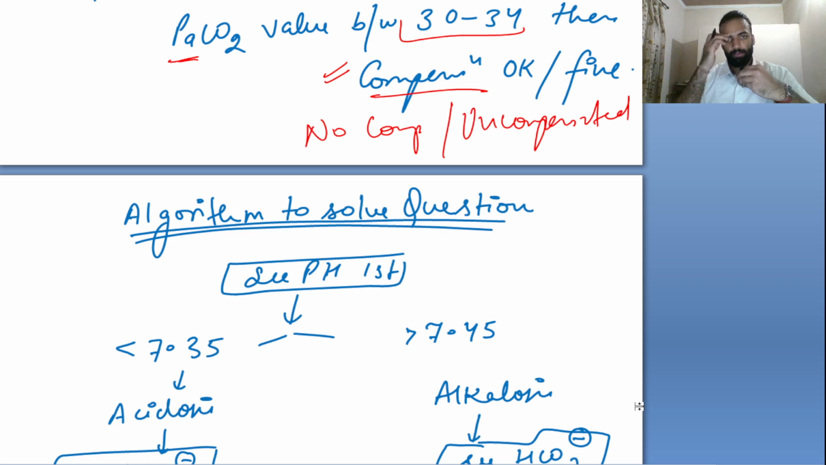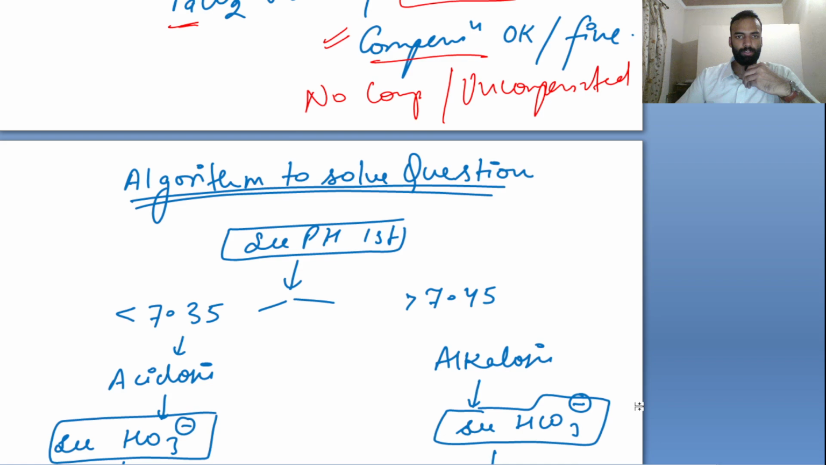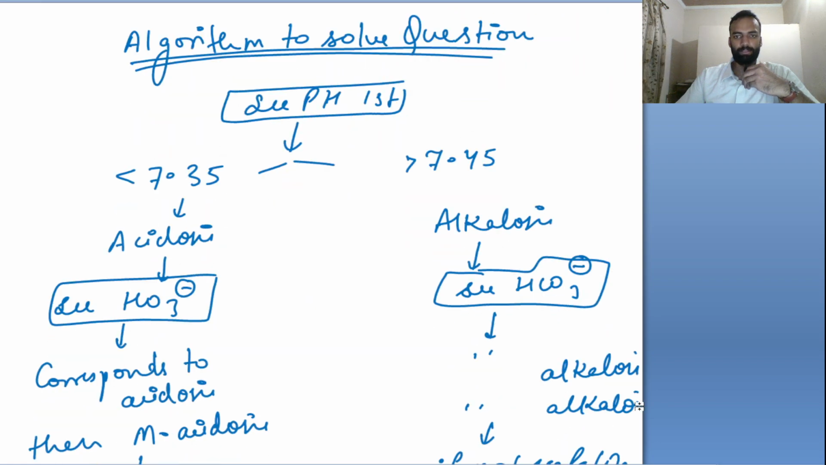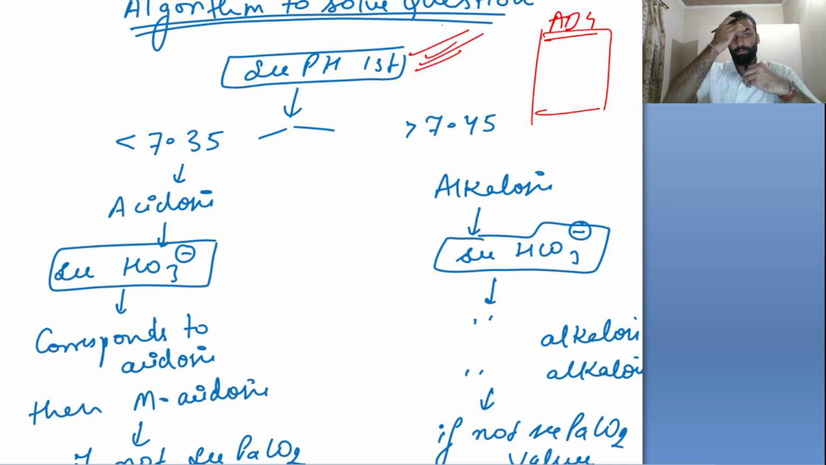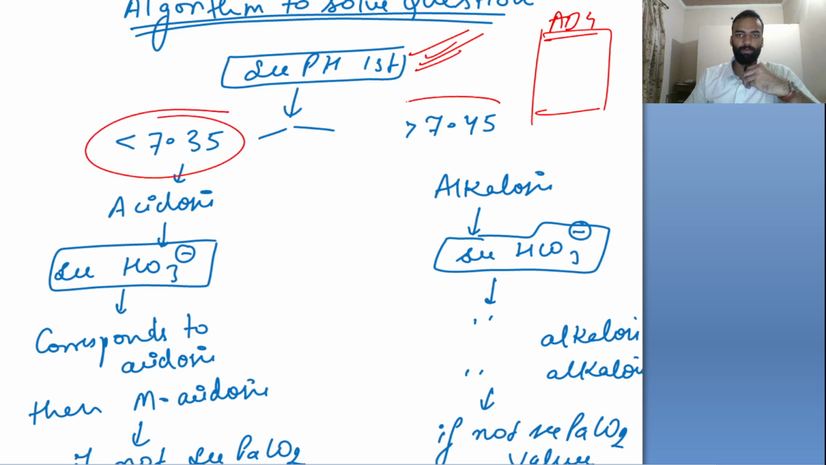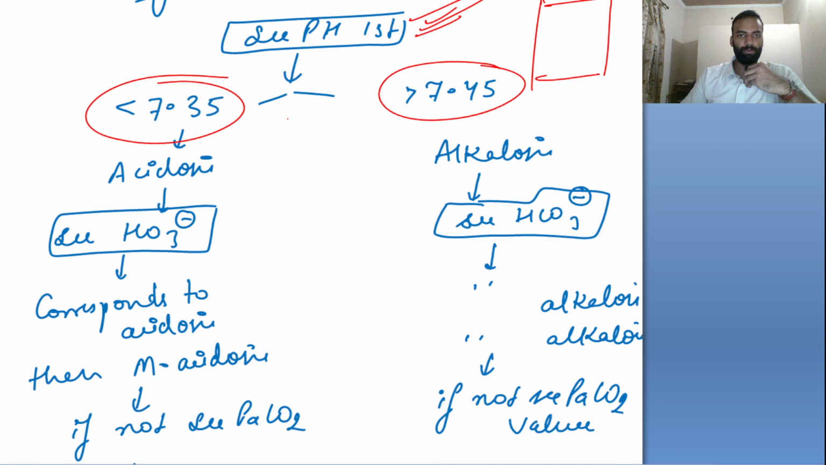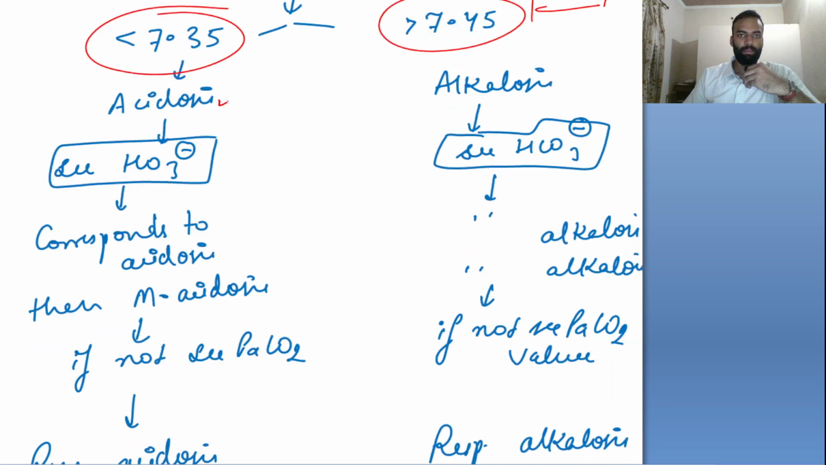Yeah. So now I'm going to tell you the algorithm to solve the questions of arterial blood gas analysis. It is very simple. First, you have to see the pH of the blood. There will be a report given to you of ABG. First, you have to see the pH in the ABG, and then you have to see whether the pH is less than 7.35 or more than 7.45. If less than 7.35, then it is acidosis. If more than 7.45, then it is alkalosis.